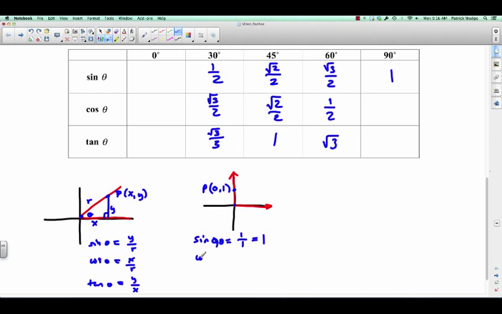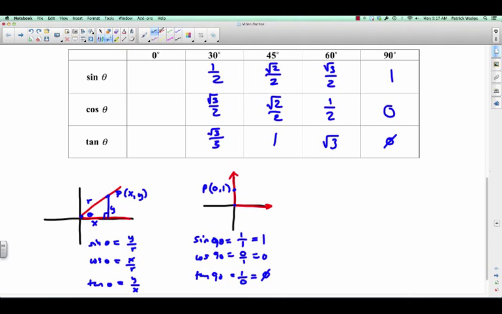Okay, cos 90. Well, it says here that cos is equal to x over r. Well, x in this case is 0, and r is 1. So it's 0. And tan 90. Tan is equal to y over x. Y is 1, and x is 0. 1 divided by 0. What? You can't divide by 0, remember? So this is undefined. There's no such thing as tan 90.